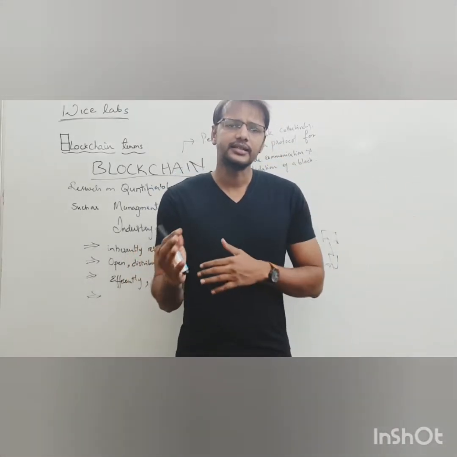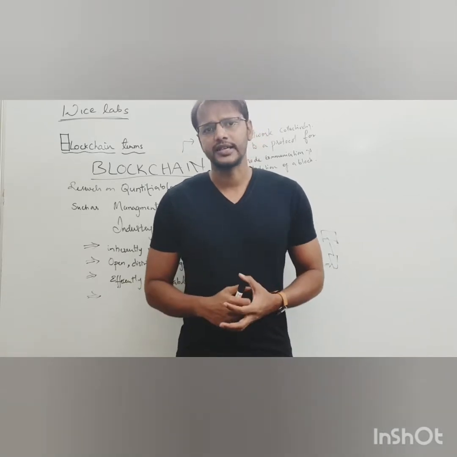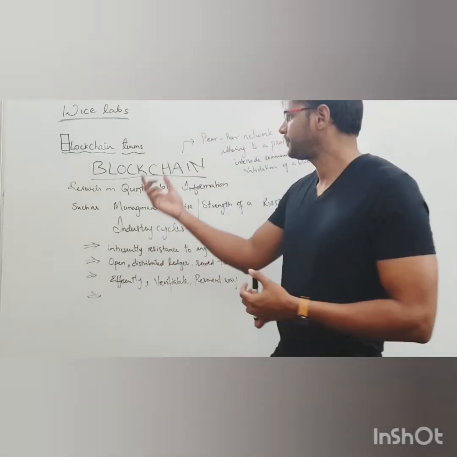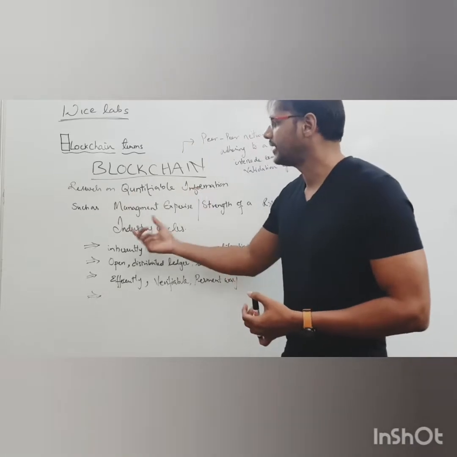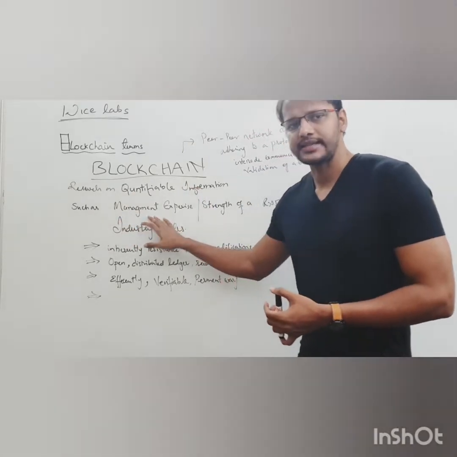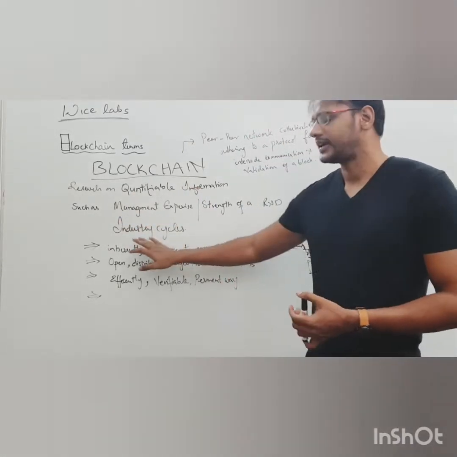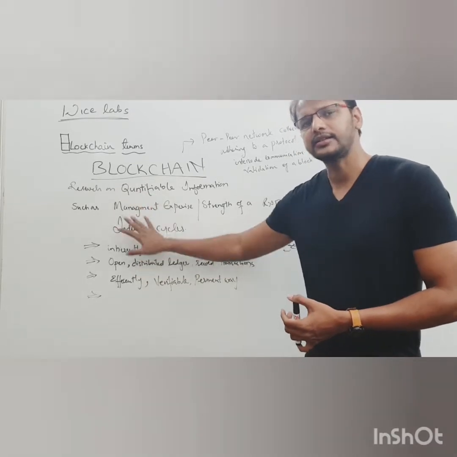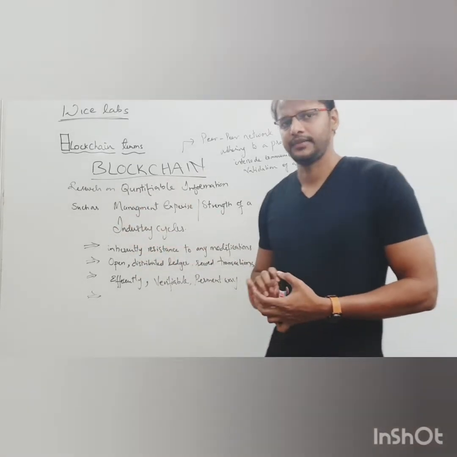The theoretical description or definition of a blockchain is researchable information which is quantifiable, such as management expertise, strength of an R&D or industrial cycles. This is the theoretical explanation of a blockchain.